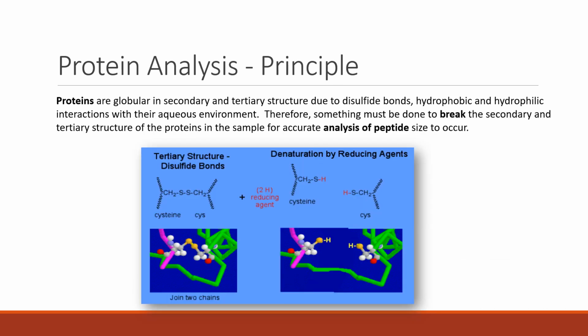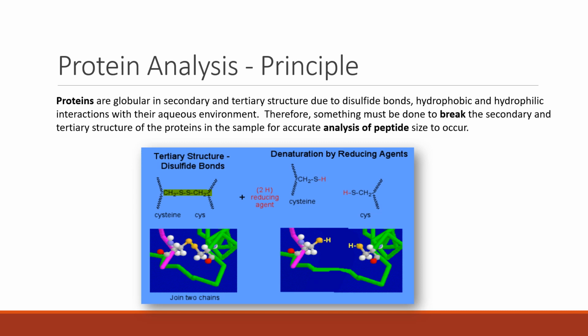The number of amino acids and which amino acids, whether polar or non-polar, will determine the structure of the protein along with its overall net charge in the primary structure. However, proteins are not naturally found in their primary structures. Proteins are globular, especially in the secondary and tertiary structure. This is due to those disulfide bonds that you can see here, and the hydrophobic and hydrophilic interactions with its aqueous environment.